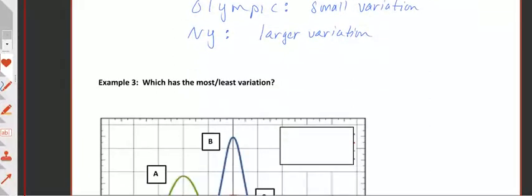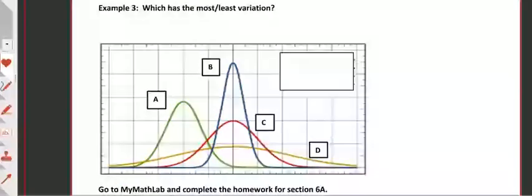Okay, so here's a situation. I've got a graph, and all of these are nice symmetric single-peaked graphs. There are 4 of them on this display. The question is, which one has the most variation, which one has the least? So let's just label these. I've got graphs A, B, C, and D.